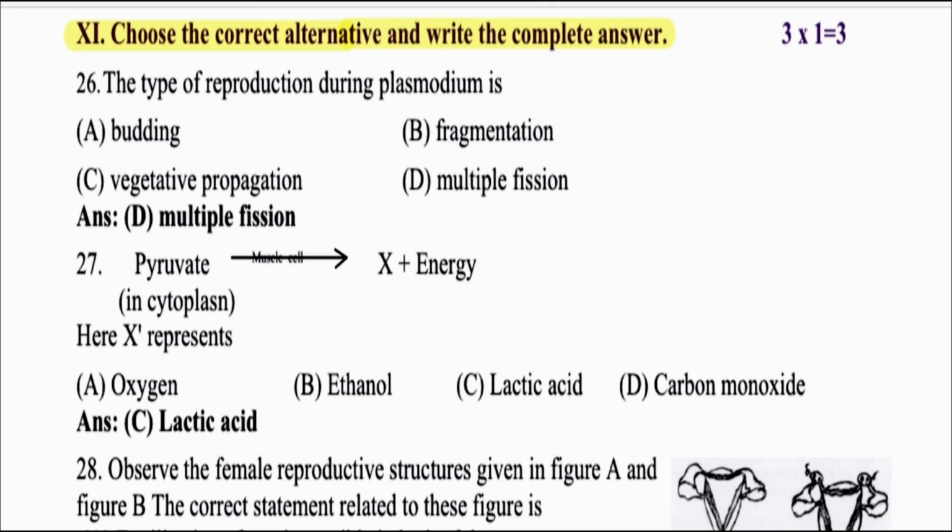Question number 26. The type of reproduction in plasmodium is: option A, budding; option B, fragmentation; option C, vegetative propagation; and option D, multiple fission. The correct answer is option D, multiple fission.